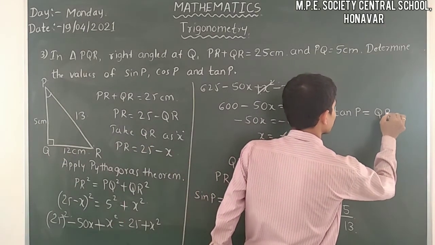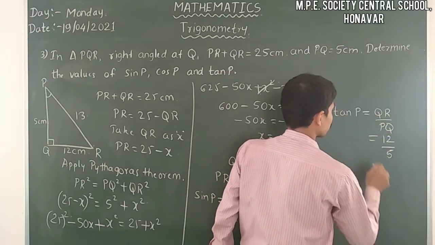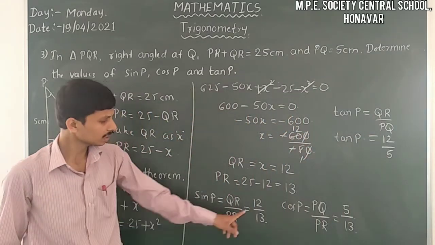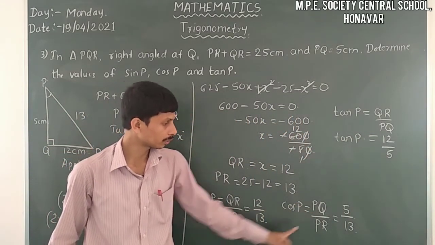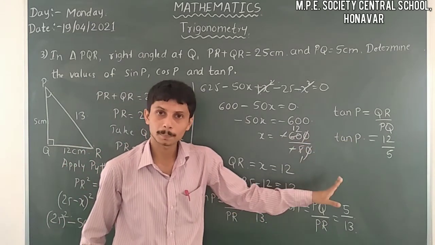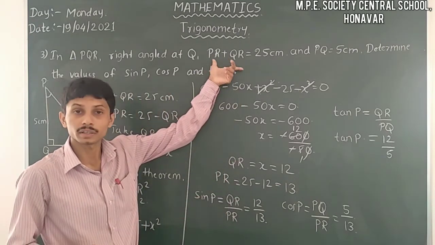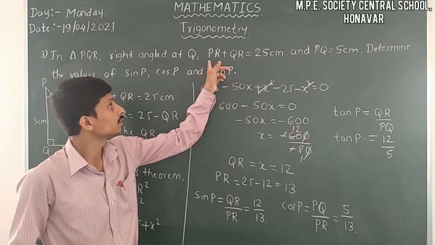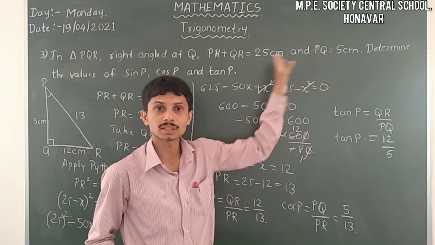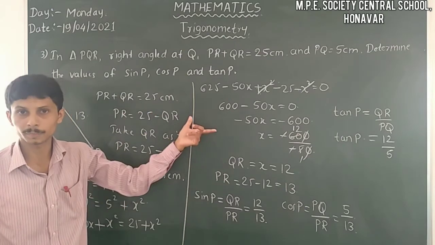It is QR divided by PQ, where QR is 12 and PQ is 5, so tan P is equal to 12 by 5. You can also use 12 by 30 whole divided by 5 by 30, and the 30 gets cancelled, again leaving 12 by 5. Here it is different, because they gave only the sum of two sides and another one side. So in that case we have to find the other trigonometric ratios.